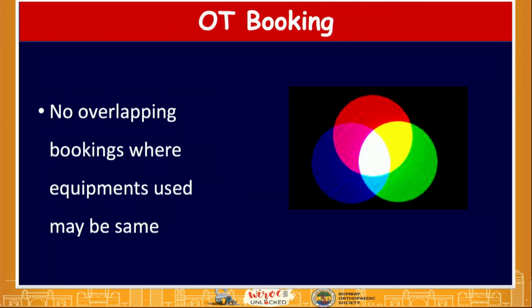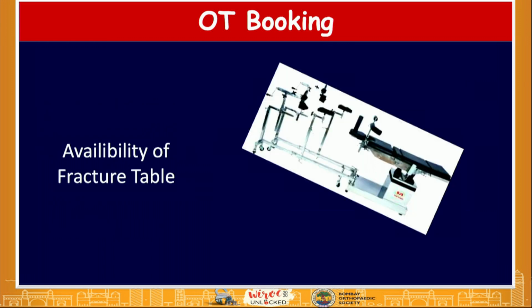Now, overlapping bookings are the worst thing, and this has been seen quite often. If there are 5 OTs and fractures are going on in 2 OTs, you may not get the available C-arm image intensifiers or equipment in both the OTs. If TKRs are going on, you may not get the saw in both. The drills may not be available at all the places. So how do you go about it? The fracture table is not available.